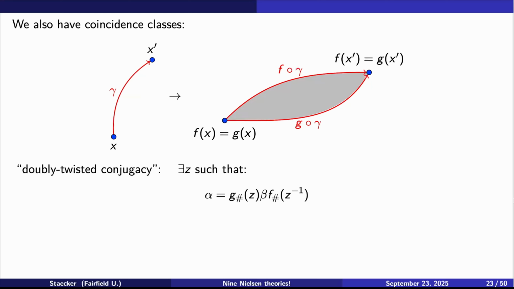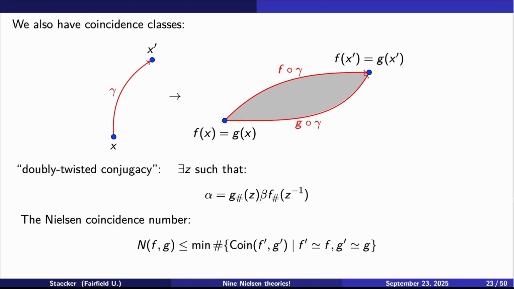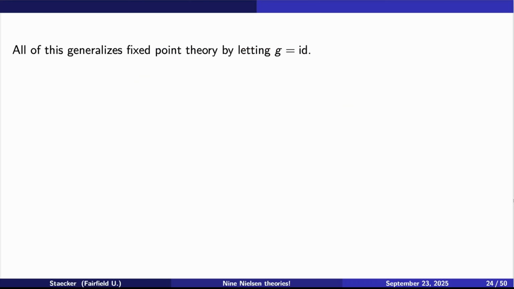All right, and this is called the Nielsen coincidence number. So this is defined to be the number of coincidence classes, which have non-zero coincidence index sum. And it's the minimum number of coincidences. Interesting to note, this is allowing homotopies in both maps, right? All maps homotopic to F or homotopic to G. All right. Of course, all of this is a generalization of fixed point theory. If you let G be the identity, then everything that I just said is the same as the fixed point theory. So this is why it was a first sort of natural generalization of the fixed point theory.